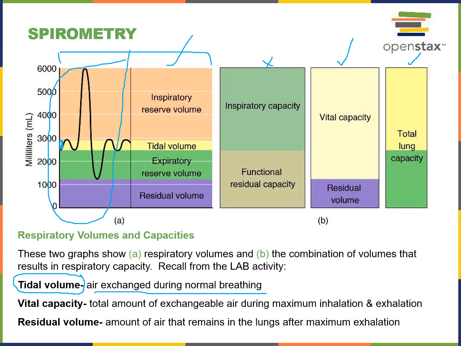Now, as you can see on the graph, there are volumes. Inspiratory reserve volume. We just did tidal volume. And then there is expiratory reserve volume. Whereas on this side, we see something called vital capacity and total lung capacity. So capacities are not volumes. Capacities are found by adding several volumes together. And again, in your lab, you have been given the equations for these calculations. So I just wanted to make that clear.